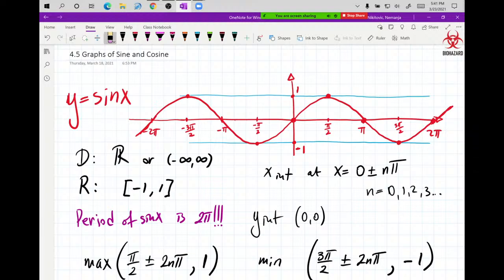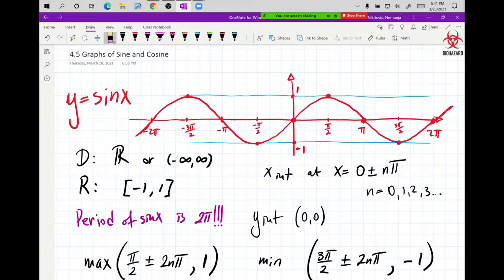We see the x-intercepts at every pi value, positive or negative pi value, so 0, pi, 2 pi, 3 pi, 5 pi, but also negative pi, -2 pi. An x-intercept is where the graph goes through the x-axis. And for the y-intercept, we only have one point, which is (0, 0).